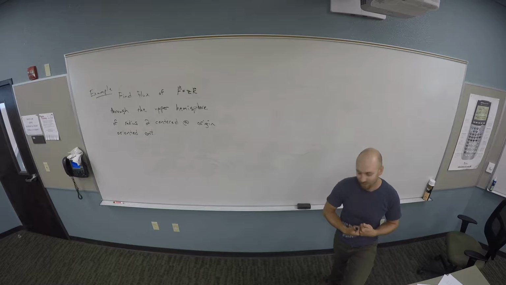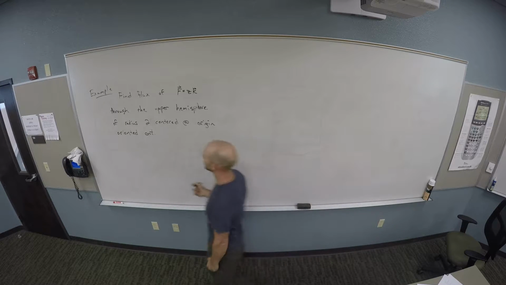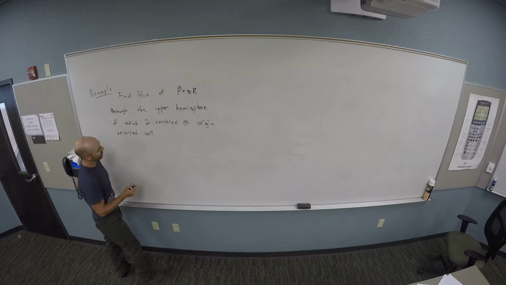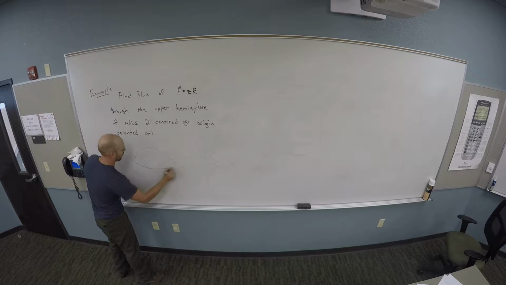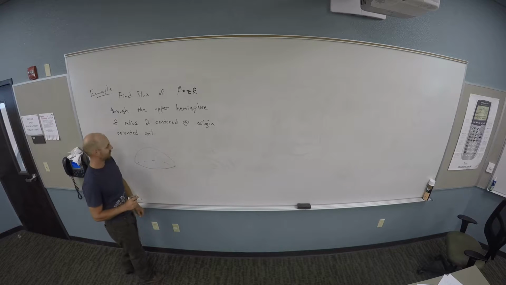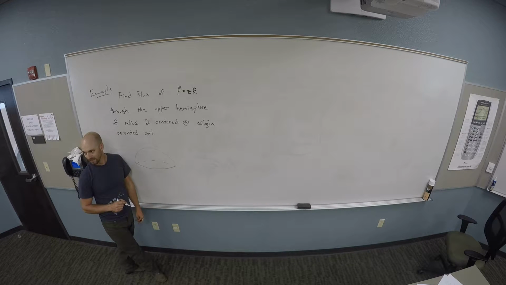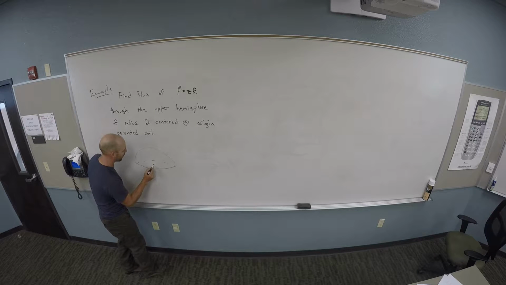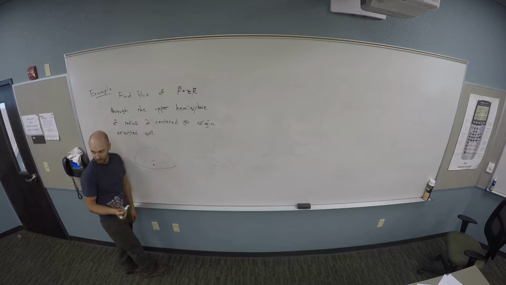Draw it. Good idea. Okay, so hemisphere, what's that? Top half. Okay, so there's half a sphere, kind of. Centered at the origin, that's good, because our conversion thing that we just developed really only works when it's centered at the origin.